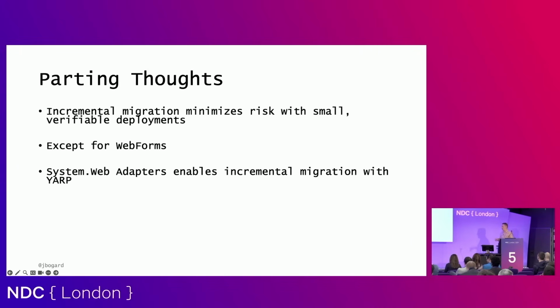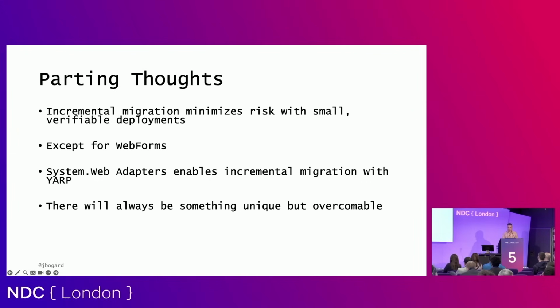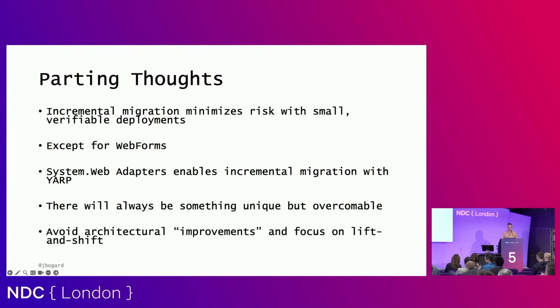These System Web Adapters are what enable that incremental migration with the magic of the YARP reverse proxy. But there will always be something that is unique to your application and system. I've definitely not covered every single possibility here. So there will be something that you run into that you'll have to deal with and overcome, but it is overcomable.